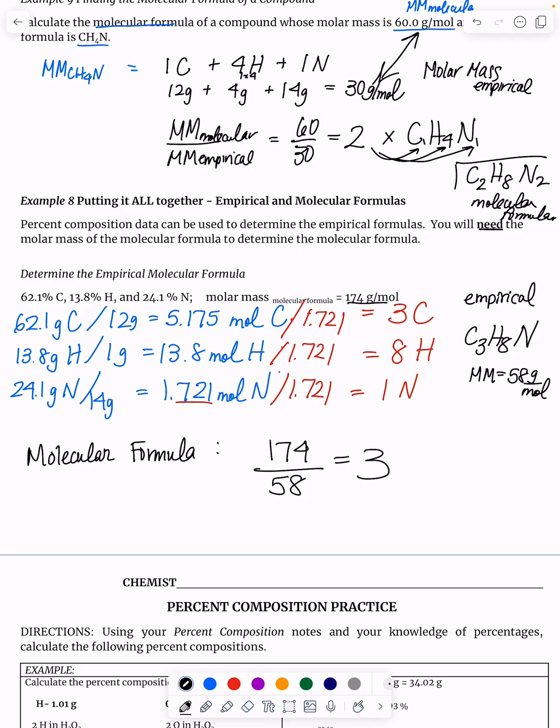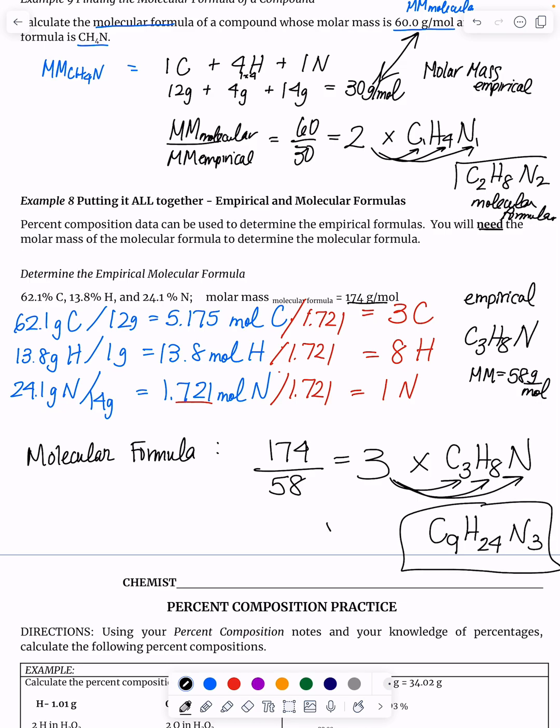So I'm going to take this 3 now. That means that if I have 3 units of my empirical formula, I will get my molecular formula. So I'll do 3 times C3, 3 times H8, 3 times N, and I'll get C9H24N3. And that will be my molecular formula. And that's it. This signifies the end of our unit here. This is the last thing we had to learn. This was determining empirical and molecular formulas.